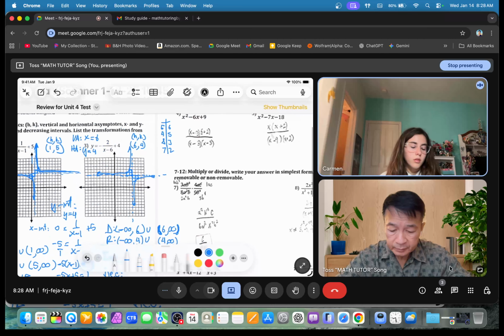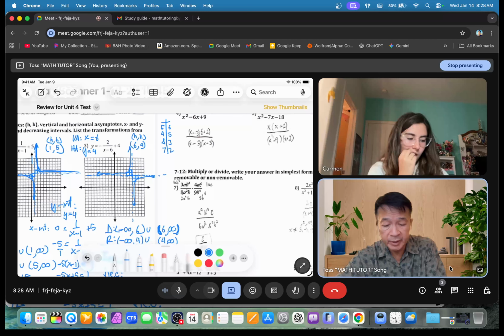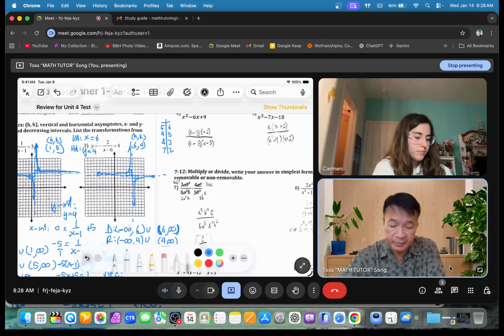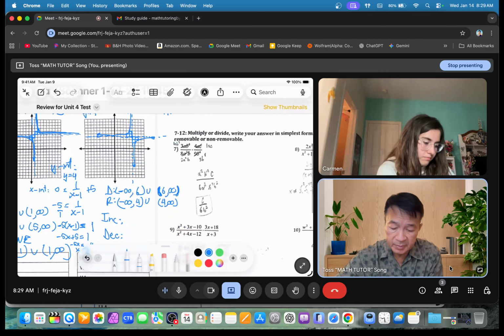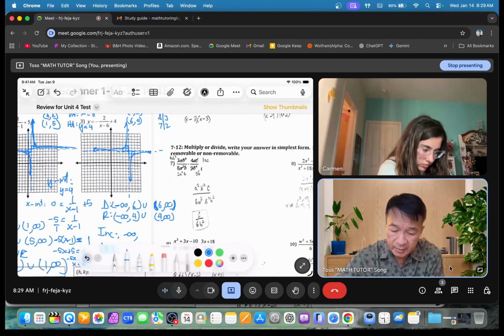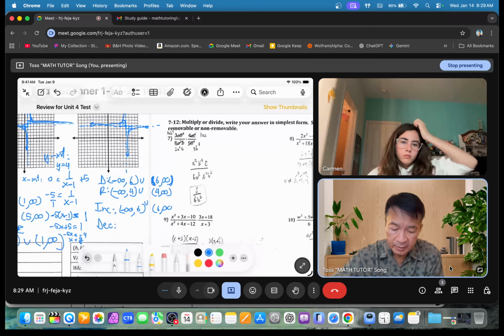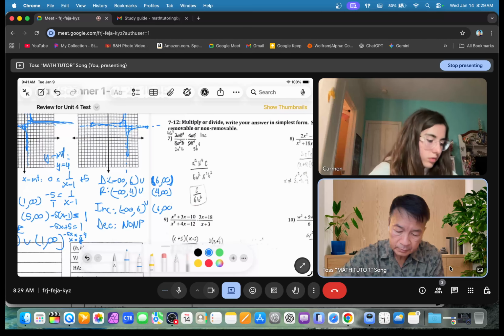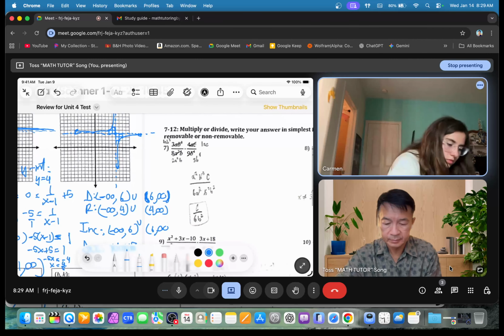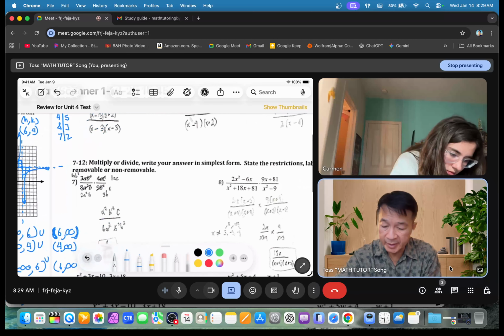No decreasing. Again, look at it. You can cover each side, and then scan from left to right. So it's basically going to be from negative infinity all the way to 6, not including 6. And then union, and then from 6 to infinity for increasing. Decreasing, none. Yeah, it looks like it's going up. Same thing with this.